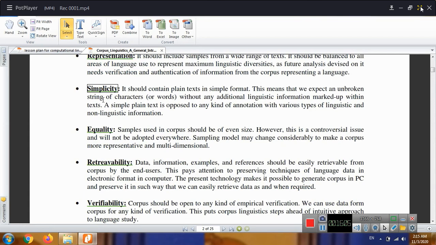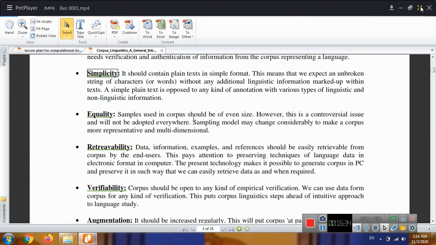Another feature is simplicity. It should contain plain text in simple form. This means that we expect an unbroken string of character words without any additional linguistic information marked up within the text. A simple plain text is opposed to any kind of annotation with various linguistic and non-linguistic information.